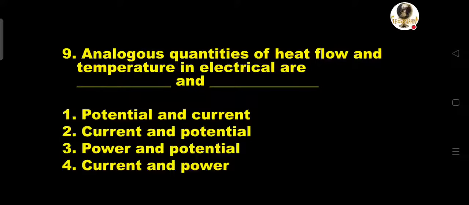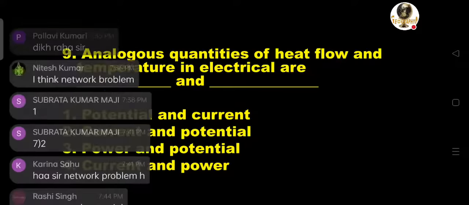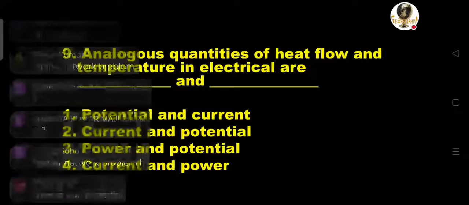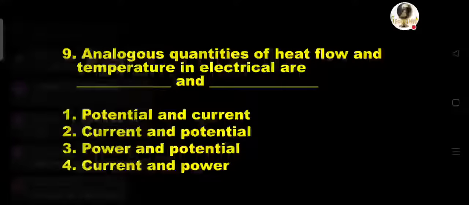The heat flow in a thermal system is analogous to current flow in the electrical system, and temperature between 2 points is analogous to potential between the 2 points in the electrical system. So definitely current and potential is the correct answer.